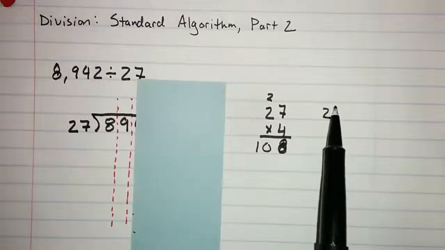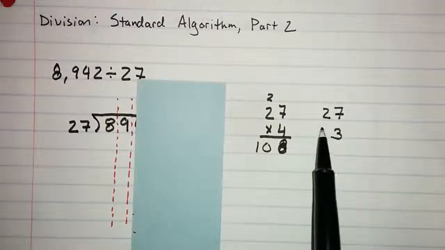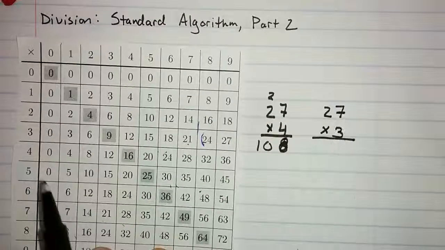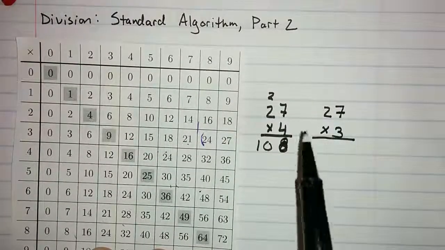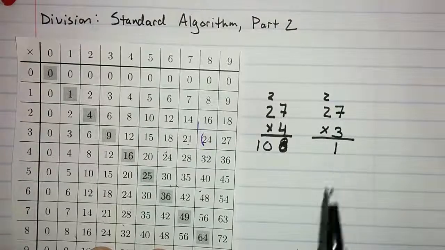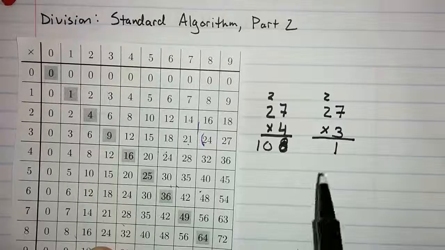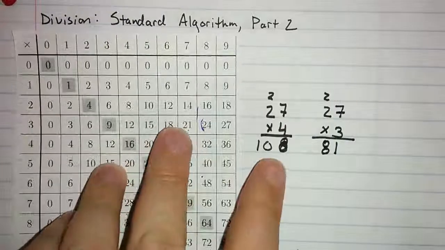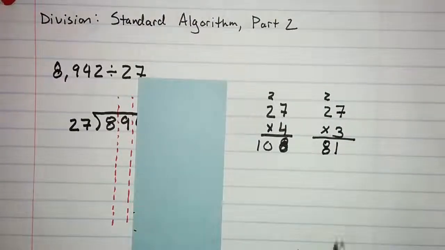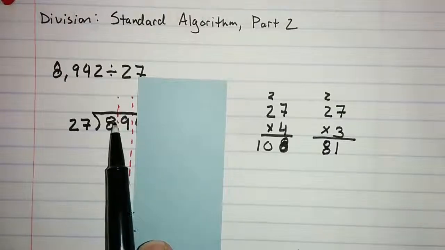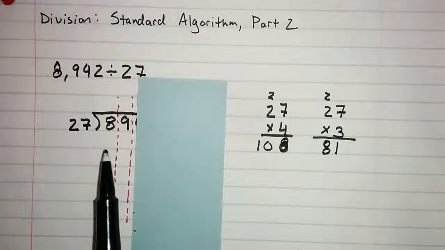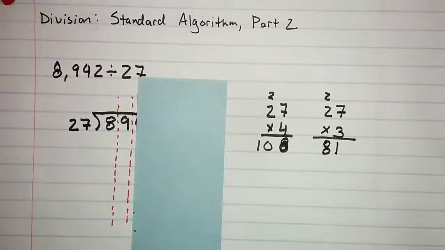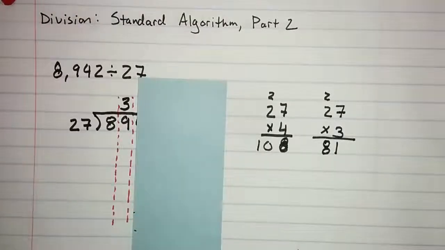My next guess will be smaller, maybe 3. So I'll work out 3 times 27. 3 times 7 is 21. Carry the 2, write down the 1. 3 times 2 is 6. Add in the 2, I get 8. So 3 times 27 is 81, which is smaller than 89. And the next number up, 4, was too big. So I know 3 is the number that I want here.